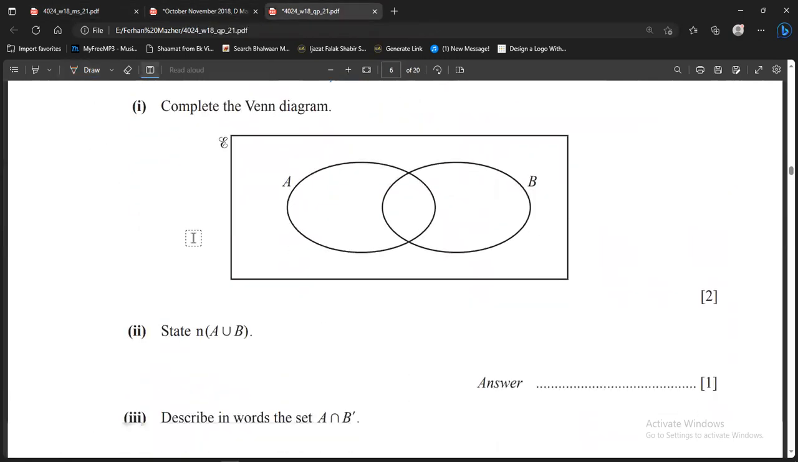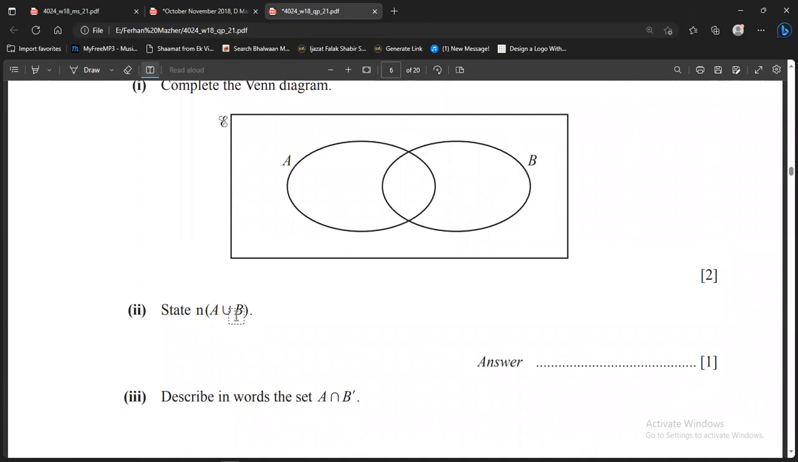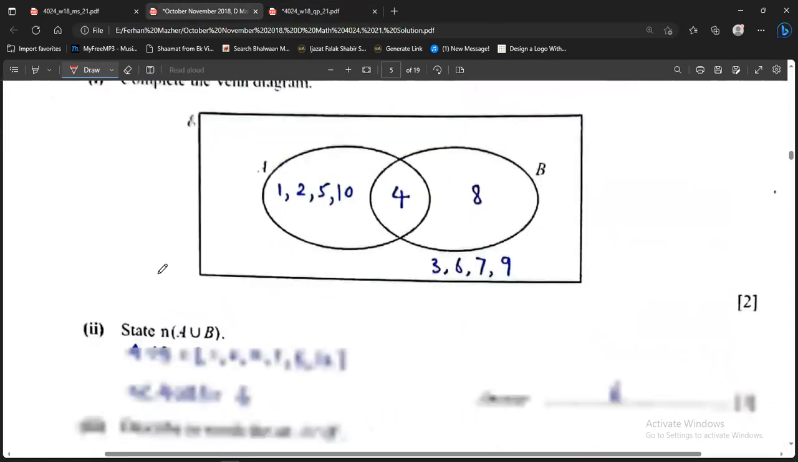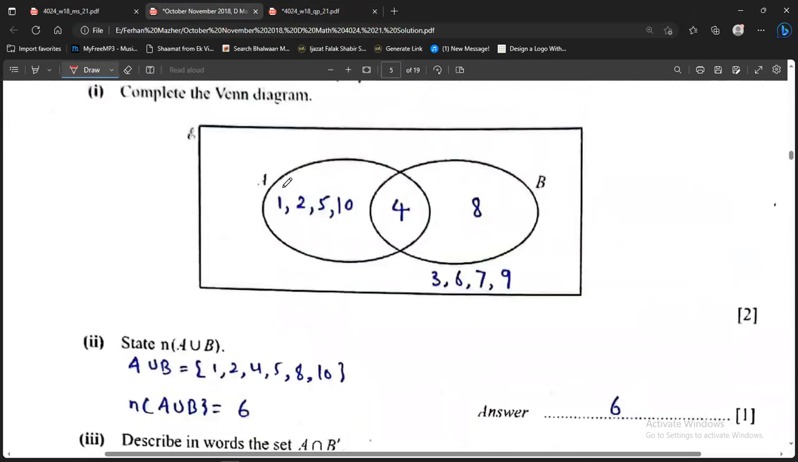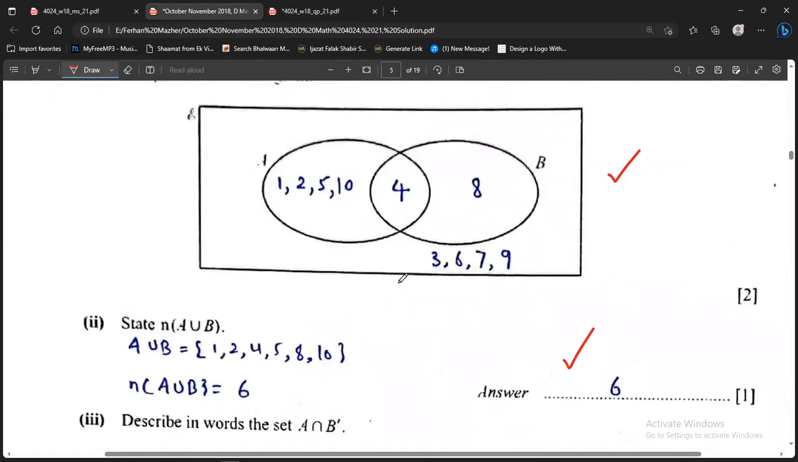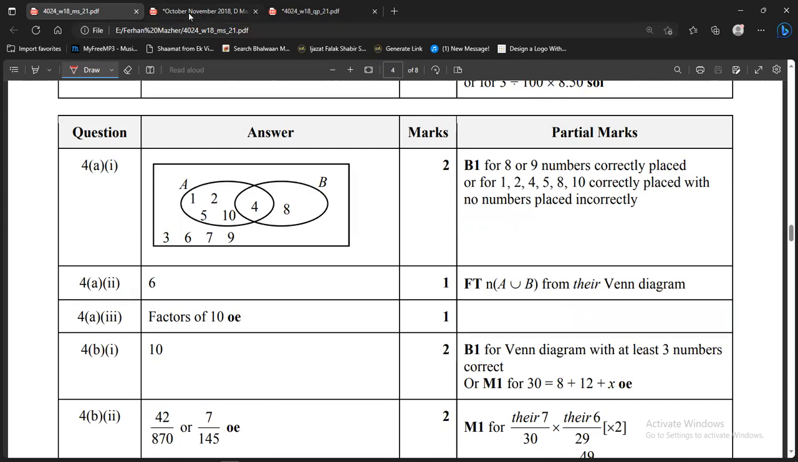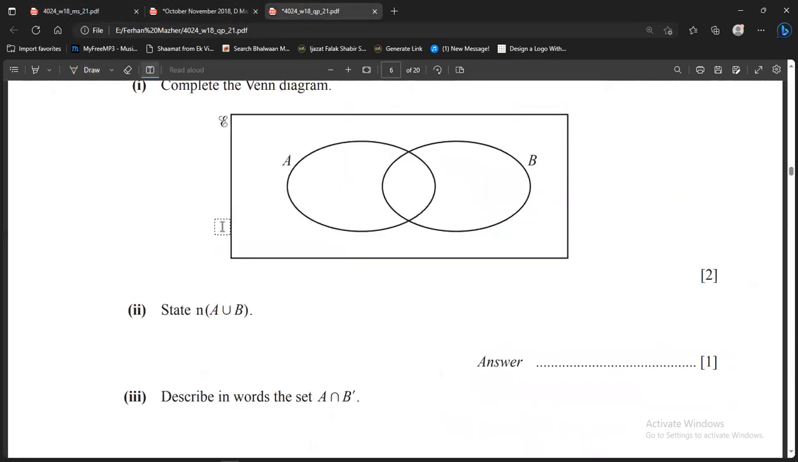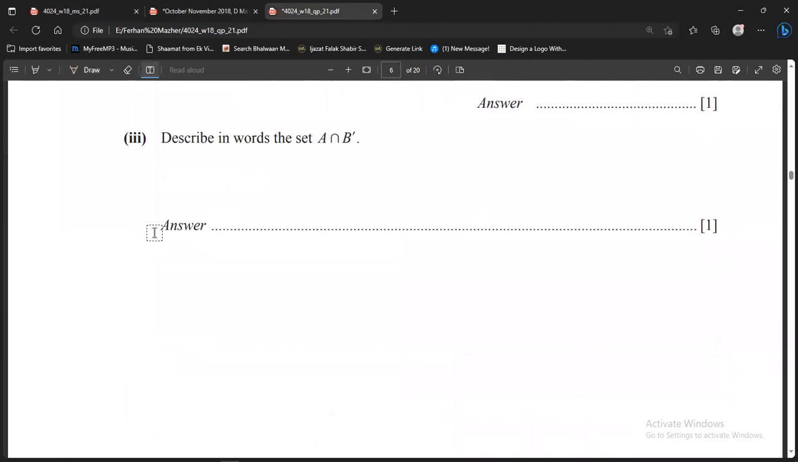Then the question is, how many members are in the A union B? Okay. How many members are in the A union B? 1, 2, 3, 4, 5, 6. So there are 6 members in the A union B. Okay. A union B, A and the B. So 1, 2, 3, 4, 5, and 6. Okay. Then we have 6 members. The answer is right.